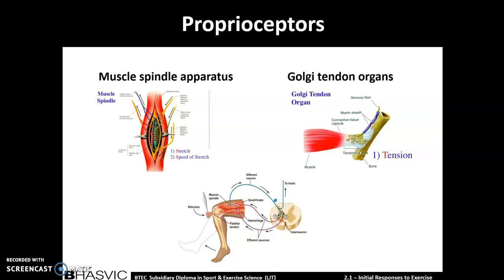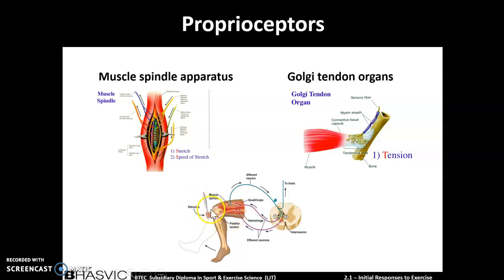And the Golgi tendon organs are proprioceptors in tendons, so they detect the tension. So if there's a pull on them, then they would cause a response to that. And a good example of this would be the knee-jerk test to test reflexes that most doctors do.